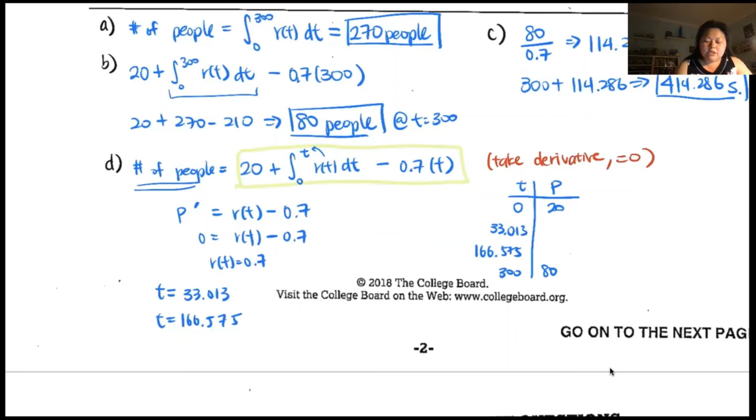So 20 plus the integral from 0 to 33.013 of r of t minus 0.7 times 33.013. So again, you're going to plug in your t, both of these, into that equation. And again, for the sake of time, you can try this on your calculator and double check, but you would get 3.803 for this first answer and 158.070. So that is actually a minimum and a maximum underneath, right?